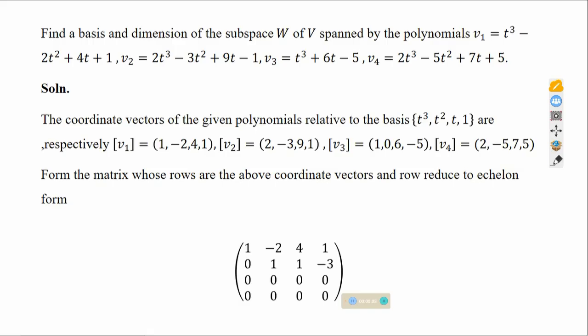Today we shall be exploring more of the basics of what we call the basis and dimensions of the subspace of a given vector space.